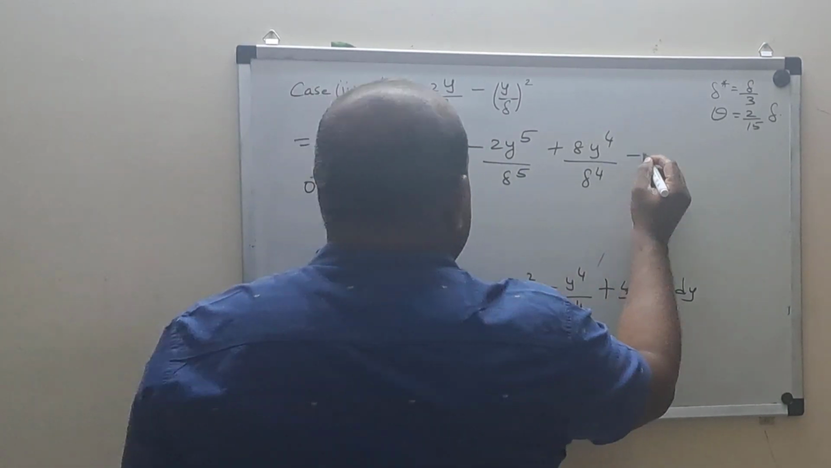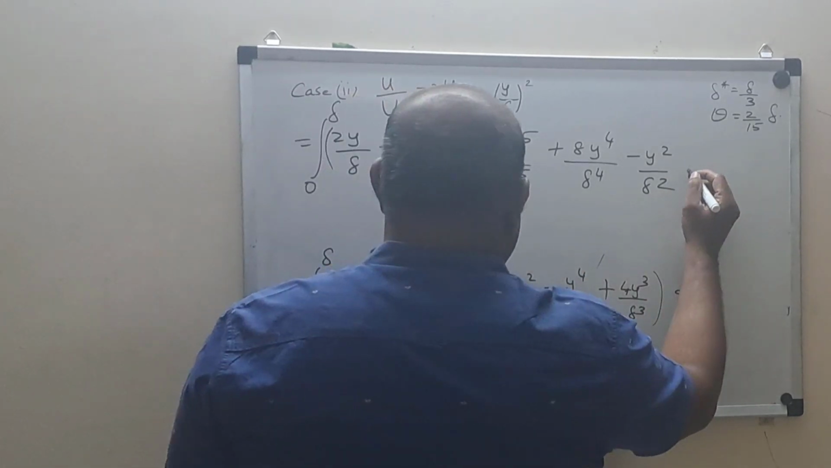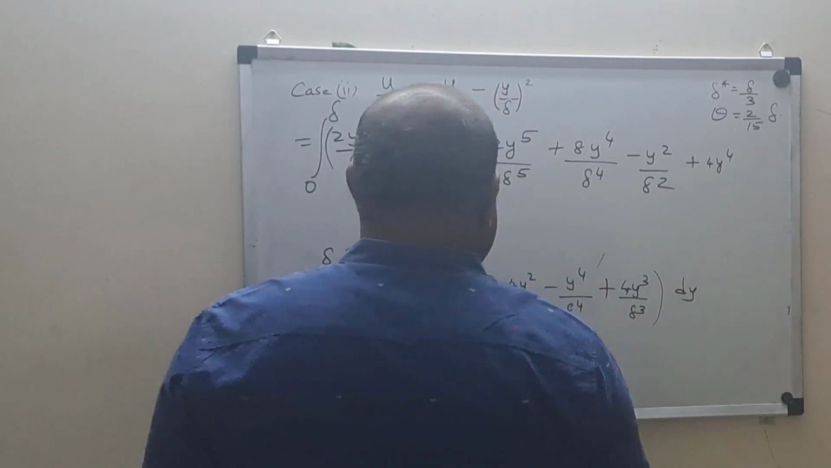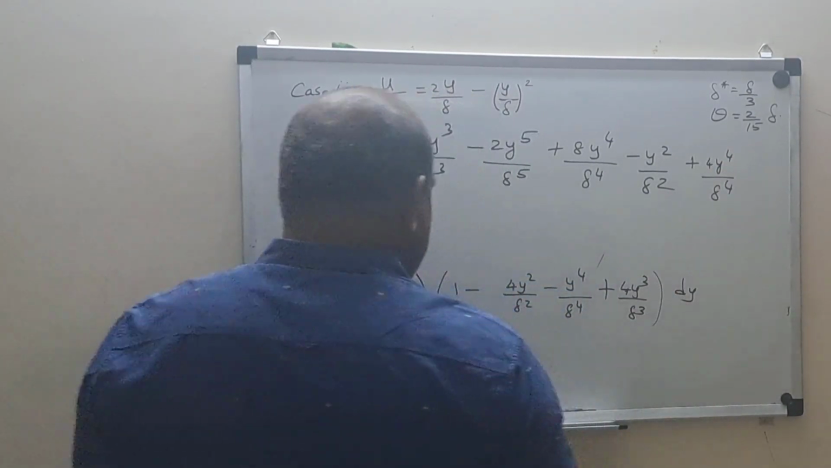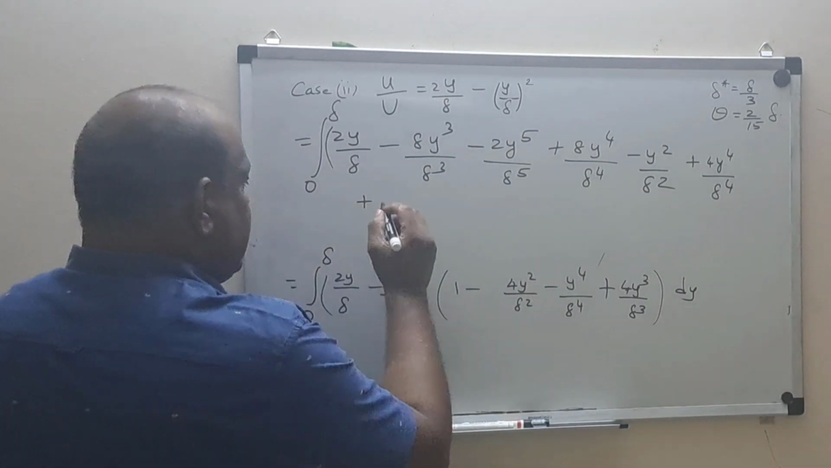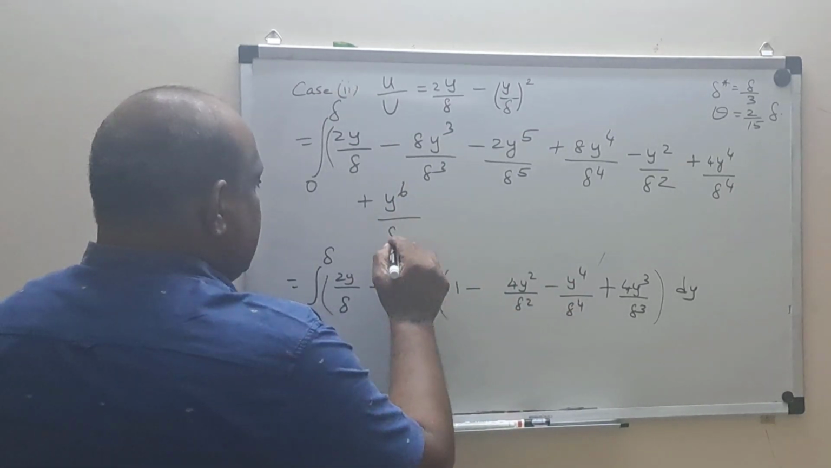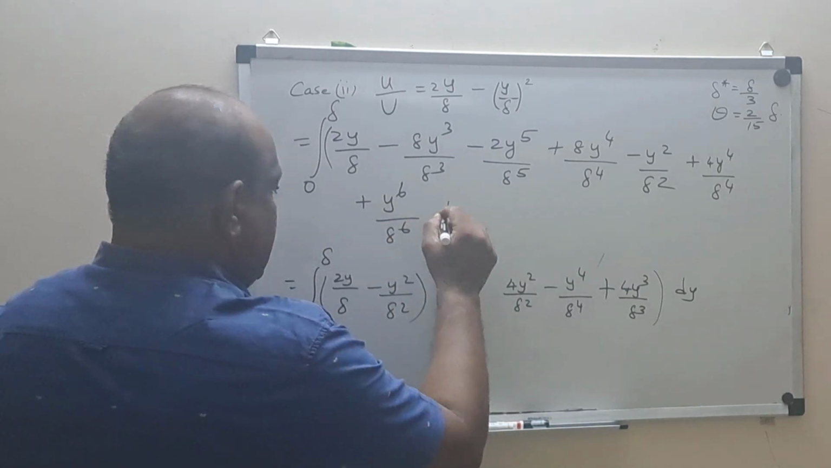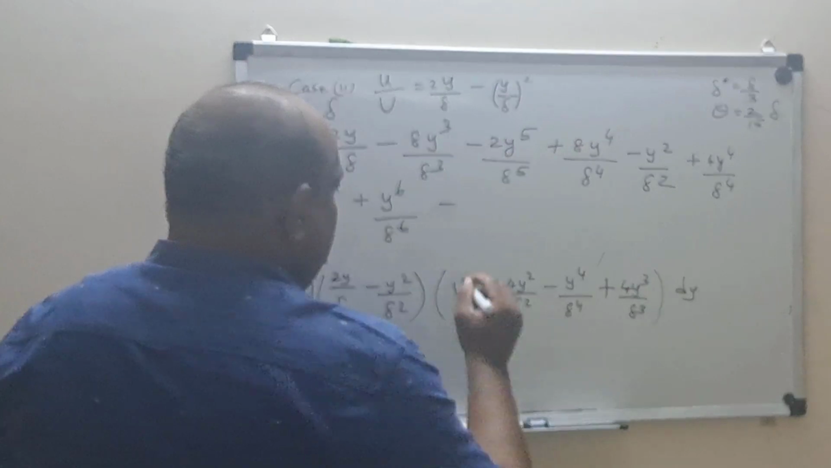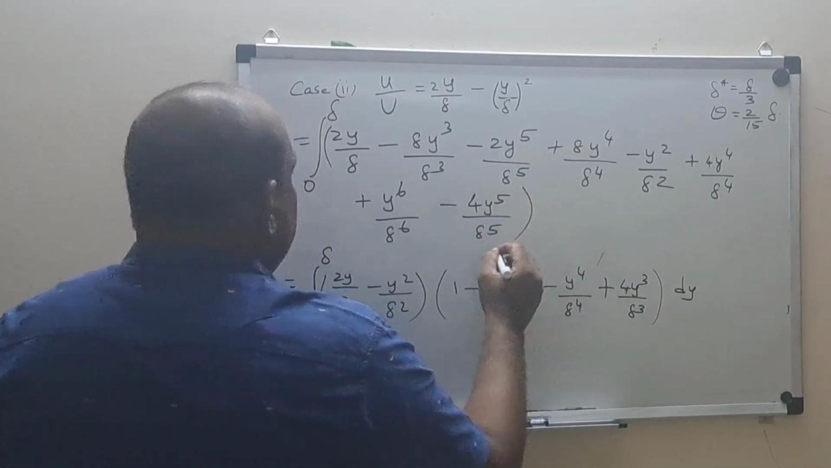Minus y squared by delta squared. Minus into minus will become plus, so plus 4y^4 by delta^4. Then that also will become plus y^6 by delta^6, since y squared into y^4 is y^6. Then it is not plus, it is minus: minus into plus is minus 4y^5 by delta^5 of dy.